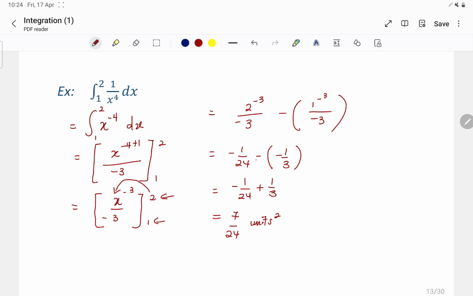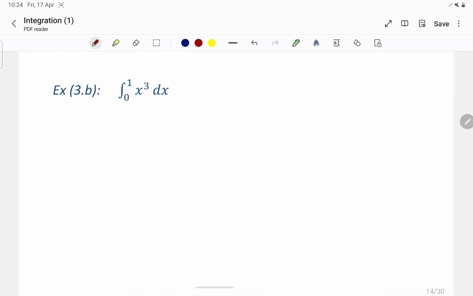Okay, so the difference between definite integral and indefinite integral is that for indefinite integral we have to put plus c. For definite integral, in our final answer we have to give a number value instead of a variable. We'll go through another example so you can see inside your exercise.